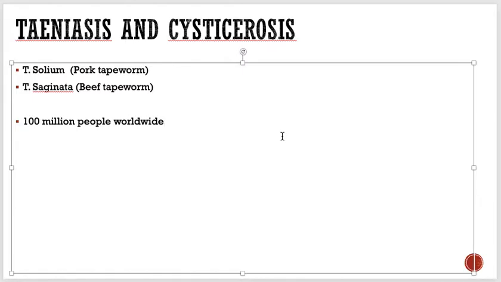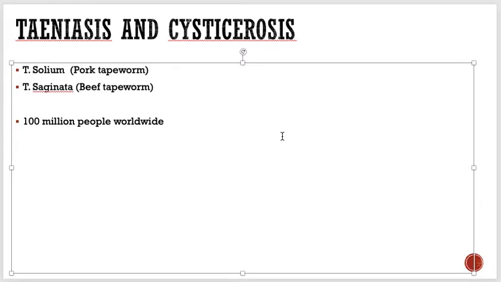Its distribution is more worldwide than Taenia solium, because there are many countries which consider pork a taboo. They don't eat it, they don't sell it. I can name many countries where this disease has not existed, where people never get it, because they don't eat pork at all. Rather, even selling pork meat is banned. There are many countries which have this rule.